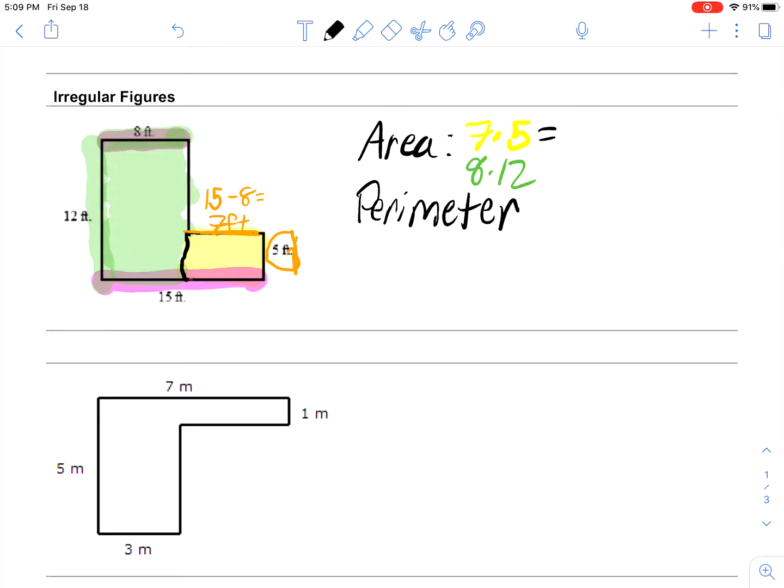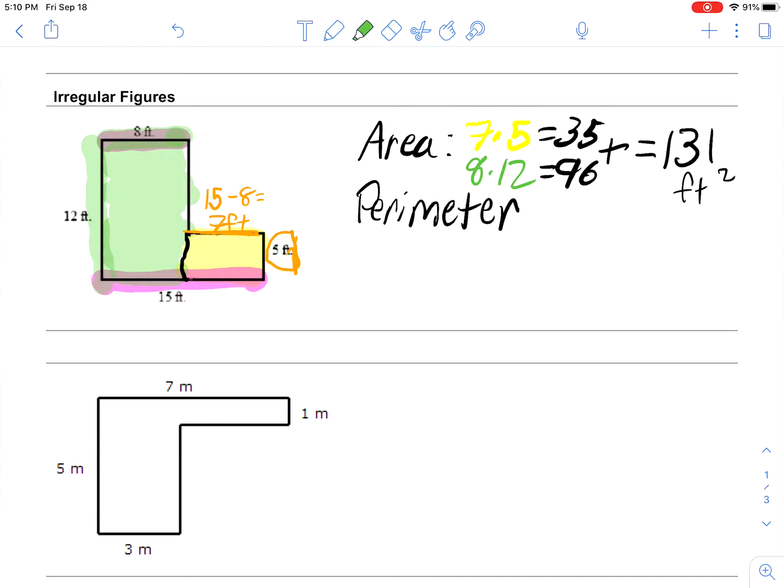If I solve both of these, 7 times 5 is 35. 8 times 12 is 96. That means that the area of my entire shape is 35 plus 96. You can do that on a calculator or in your head. Either way, you're going to get 131. And that will be feet squared.